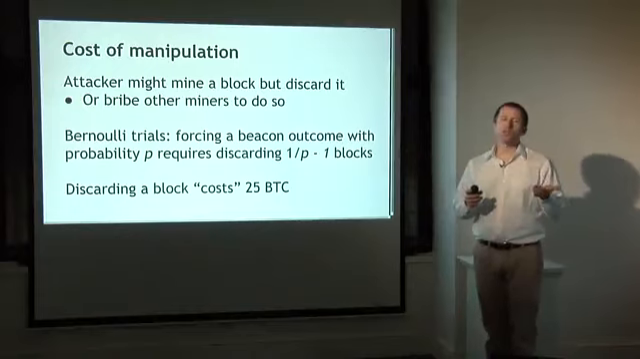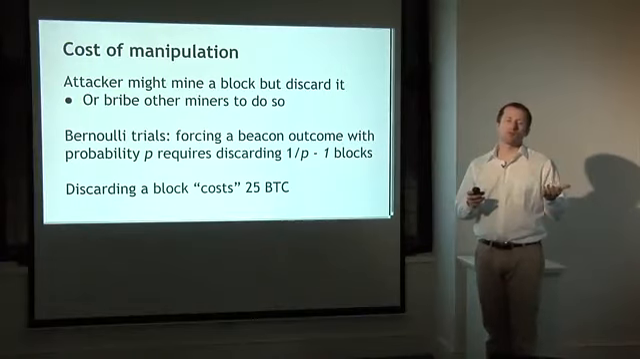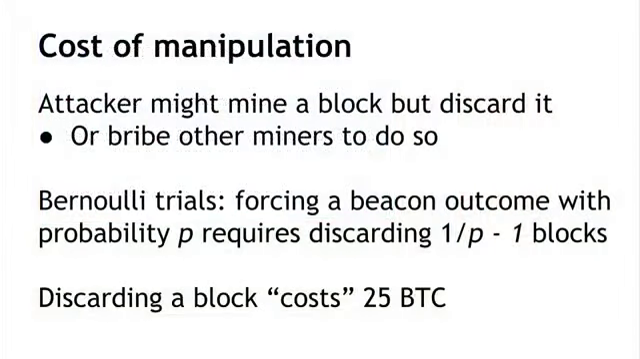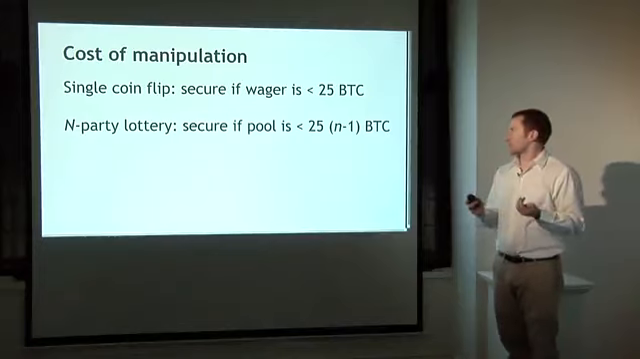So let's say that you're trying to force some beacon output with probability p. This is just going to be a Bernoulli trial, so you have to discard some number of blocks until you happen to hit success, and the expected number of blocks that you'll have to discard is 1 over p minus 1. And recall that discarding a block is pretty expensive. You are going to lose the entire block reward, which is currently 25 Bitcoin, or around $15,000 US at today's prices. So what's the practical cost of manipulation?